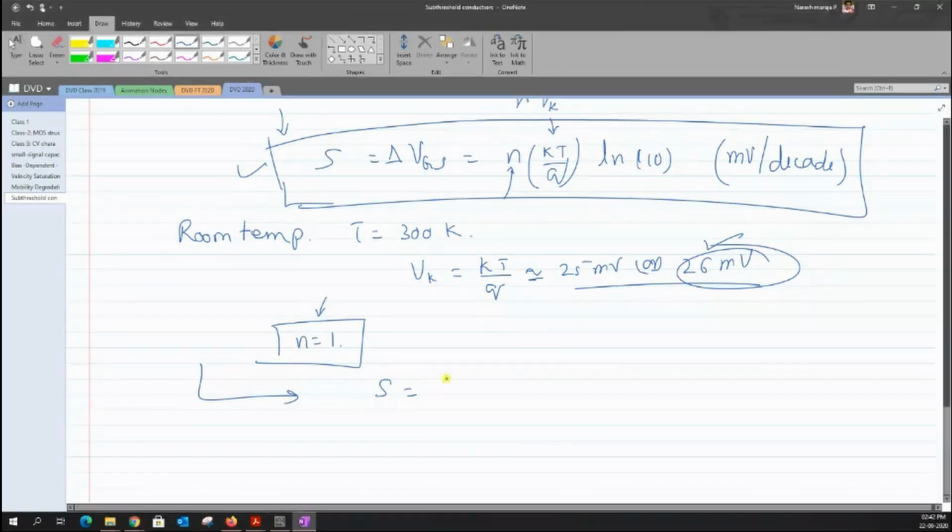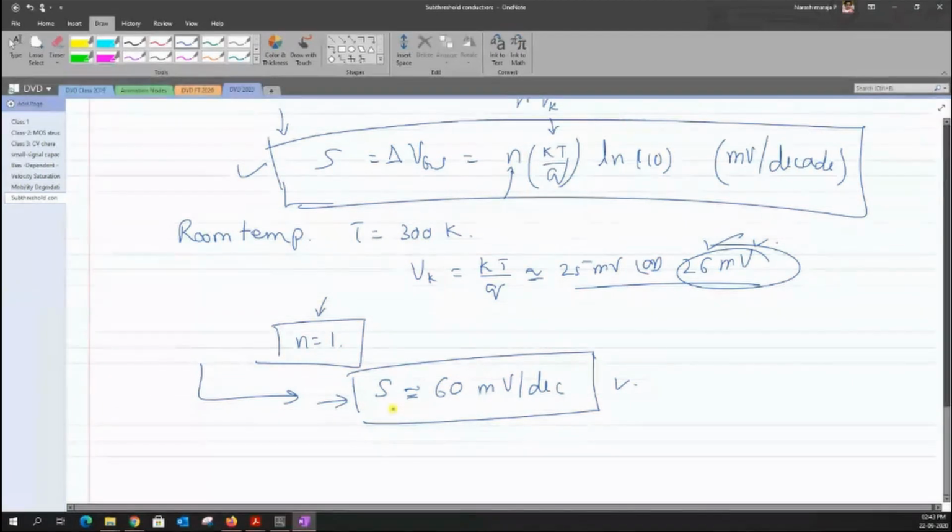Okay, so the value would be closer to 60 millivolt per decade. Exactly, if you want, it is like 59.86, but we would approximate that to be closer to 60 millivolt per decade. Now, what does this tell us? This is the most important thing. This tells me that in order to reduce the current from 10 to the power minus 7 to 10 to the power minus 8, I need only 60 millivolt difference between the VGS.